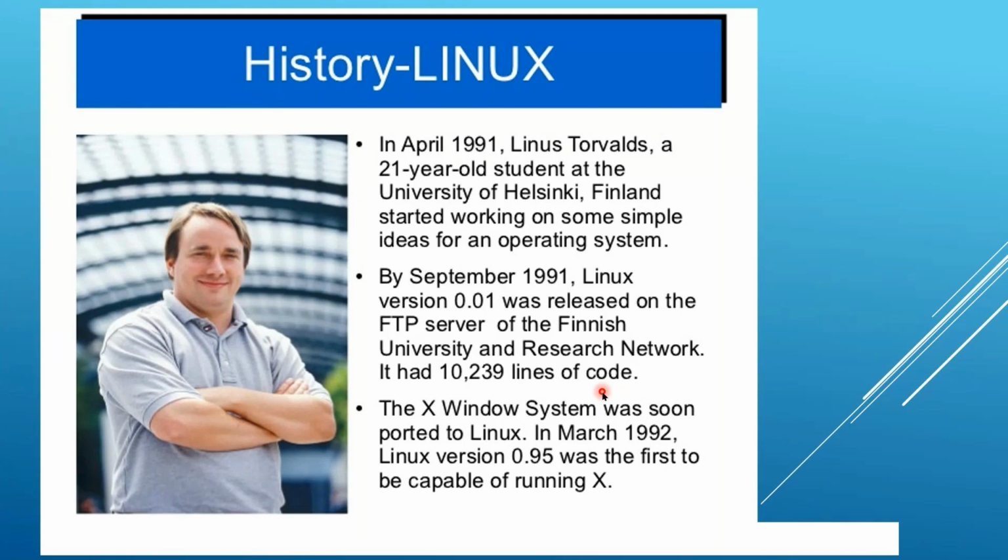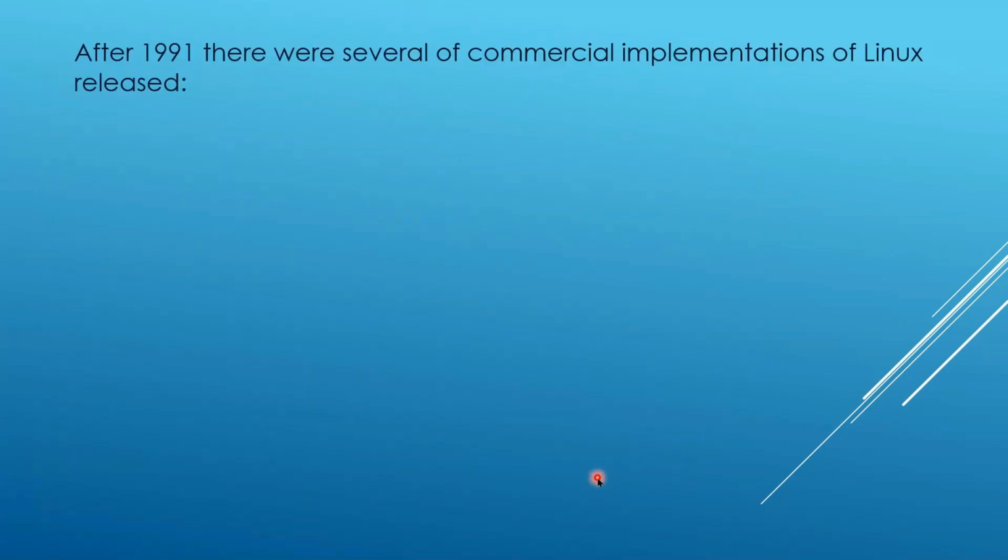The X Windows system was soon ported to Linux in March 1992. Linux version 0.95 was the first to be capable of running X. This is the first capable version, the competitor for Windows. After 1991, there were several commercial implementations of Linux released. Many commercial versions were released after 1991.